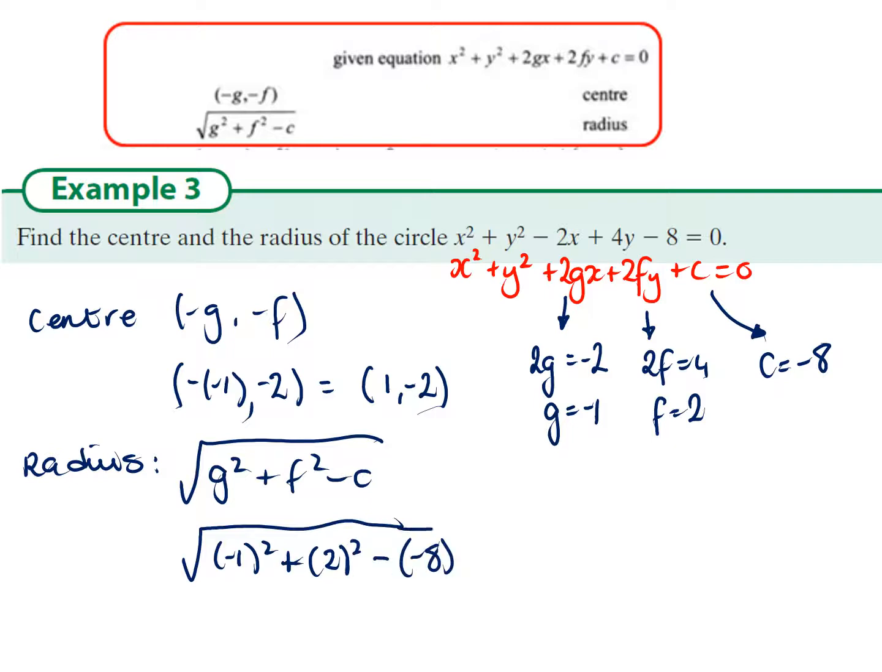Watch your signs here, because if you end up with a negative under the square root, it will error. So if you're getting an error at any point, just double check your signs, and it's usually the c where the sign will go astray, because for the other two the signs aren't terribly important because we're going to square them, so they'll end up positive either way. So we end up with 1 plus 4 plus 8, which is the square root of 13, which is my radius.